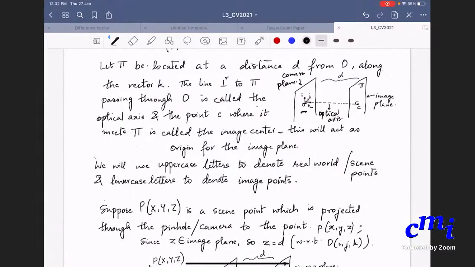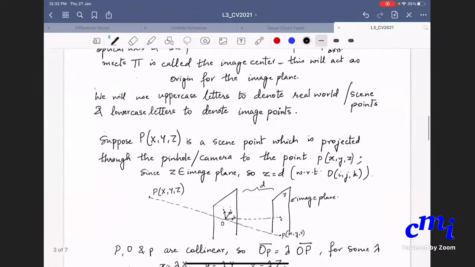And so here is the picture of that. Here you have a scene point, capital P. Here is your pinhole, also the origin of this coordinate system. And the light ray coming from P is passing and meeting the image plane at small p here. The optical axis is cutting the plane pi at the point C. So this is your image center.